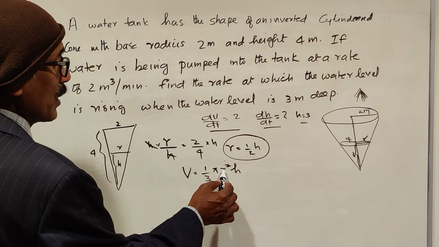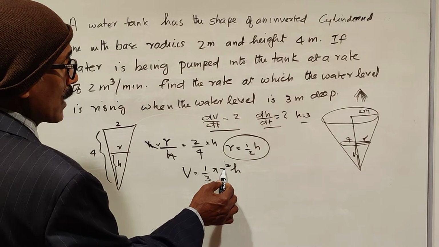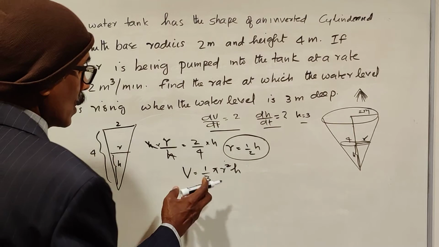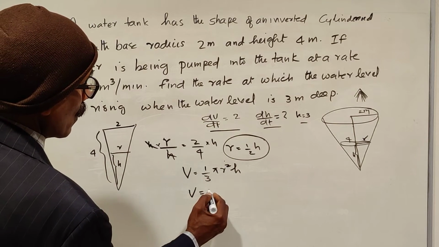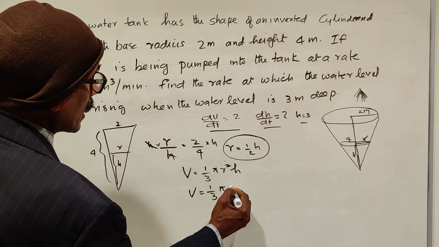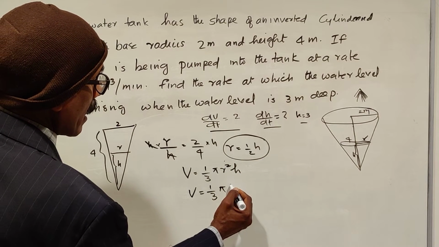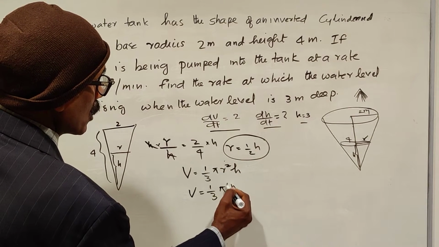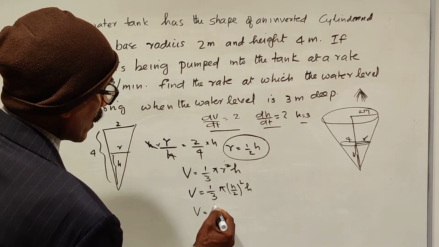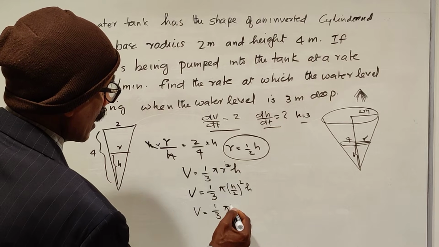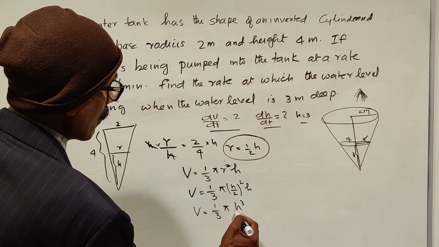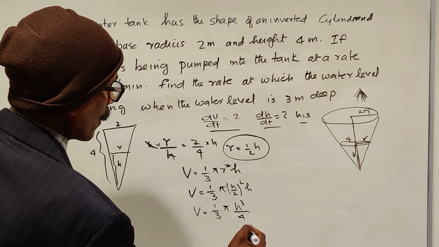So we don't need this R here. We need to convert this R into H. What is R? R is equal to half H. So just substitute. V is equal to 1 by 3 pi, R is what? H by 2, or half H. Yeah, I am going to write H by 2. H by 2 whole square times H. V equals 1 by 3 pi H square by 4 times H, which is H cube by 4.